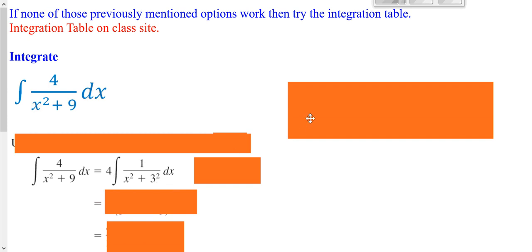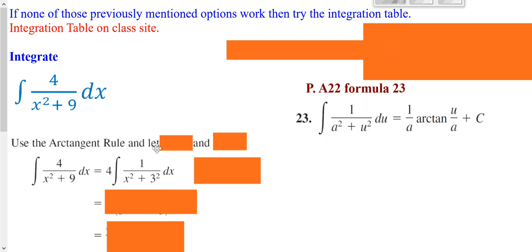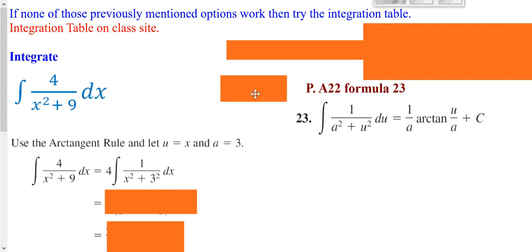Well, if you do that, you eventually find something that works. Formula 23 that looks like this. You have something squared here plus something squared here in the bottom. Now, keep in mind, A is always referring to a number. So in this case, A would be your 3. U is always referring to your variable. In this case, it's X. So this is what we want to use.